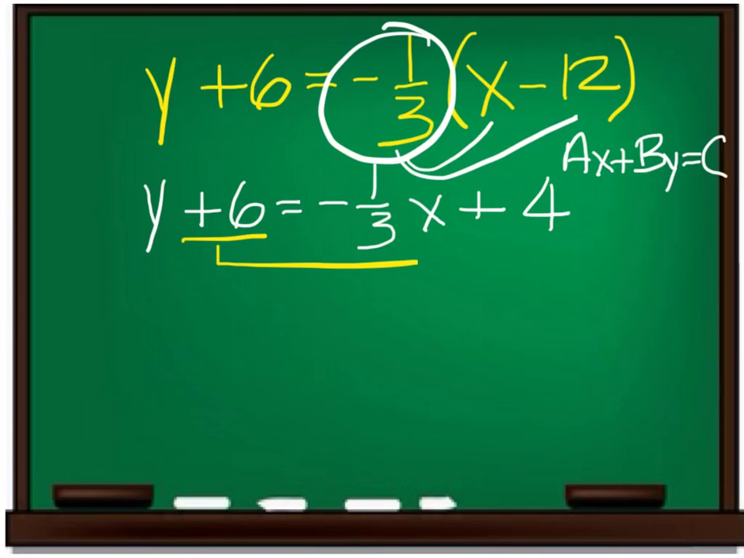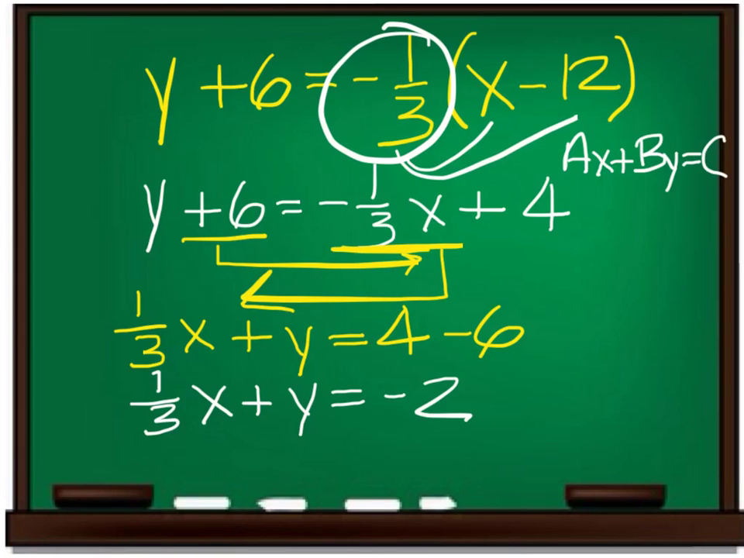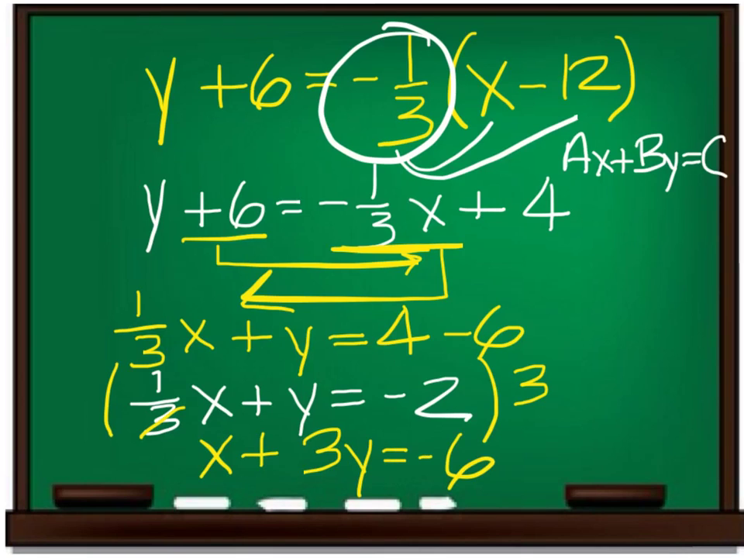Next, you have to move this to the right and this to the left. That's 1/3 x plus y equals 4 minus 6. Simplify the right side. That's a negative 2. What's wrong with this standard form? No fraction. Cannot have a fraction. So when you do have a fraction, you multiply everything by the denominator, 3 in this case. That cancels out the 3 there, and you're left with x plus 3y equals negative 6.